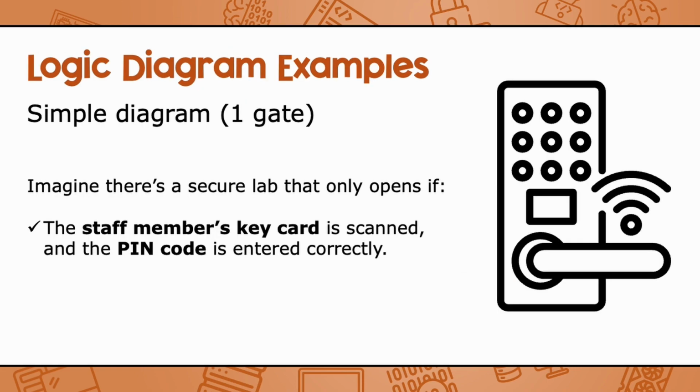So let's look at a simple example of a logic diagram. We've just got one gate in this one. Let's imagine that we've got a secure lab somewhere with a secure door. We cannot access that room until we use the staff member's key card and scan it in, and we also enter a correct pin on the keypad. Both of them need to be true in order to access this room.